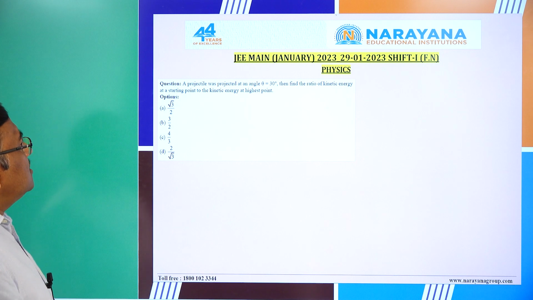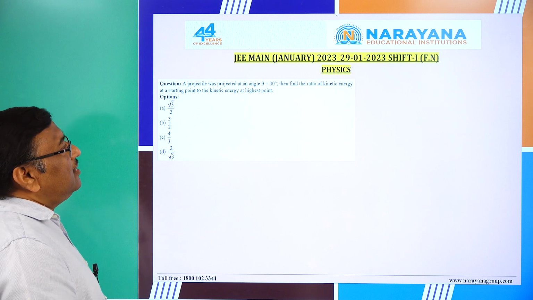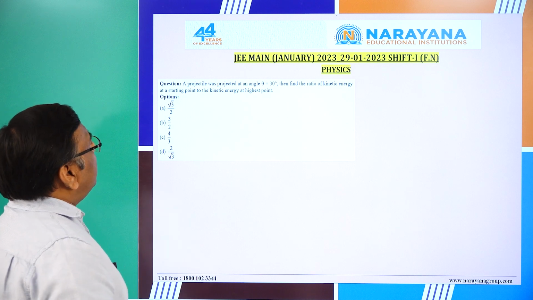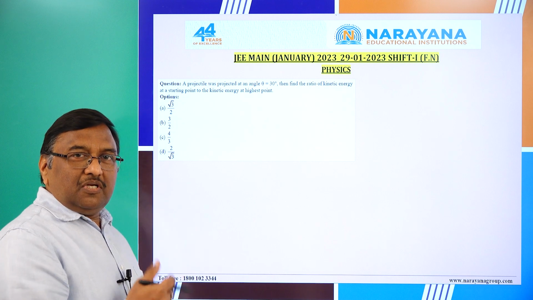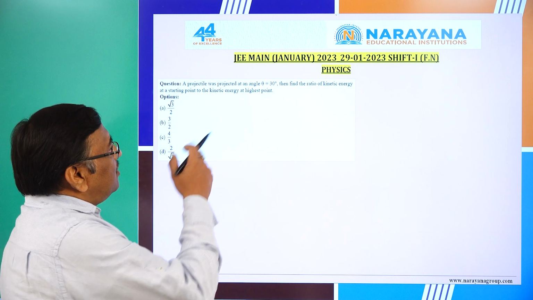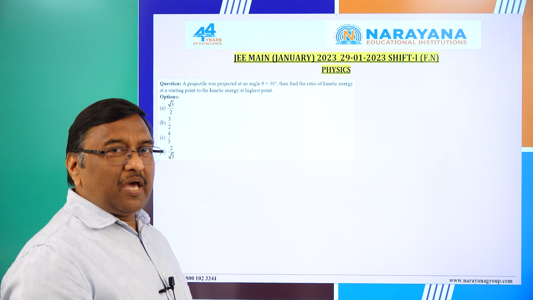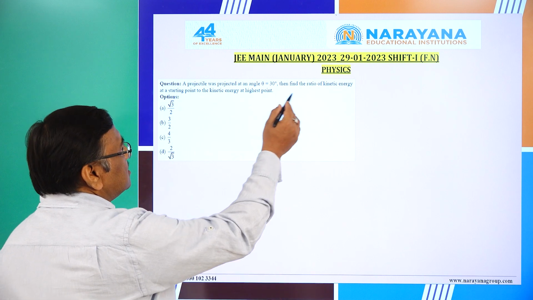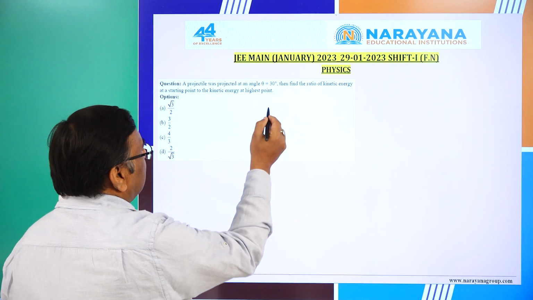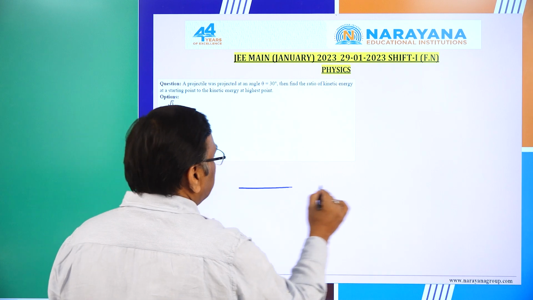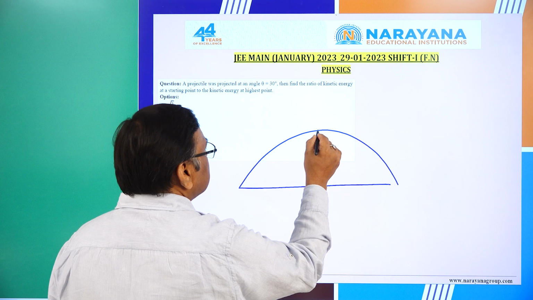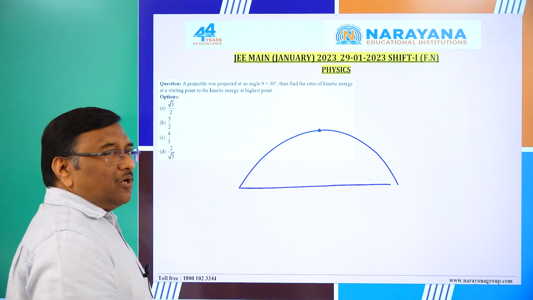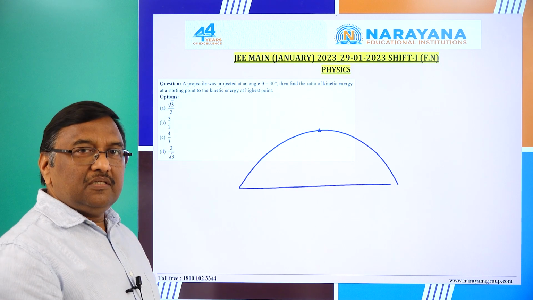Here the first question, as you can see, is: a projectile was projected at an angle theta equal to 30 degree, then find the ratio of kinetic energy at the starting point to the kinetic energy at the highest point. So obviously this question is from projectile motion, that is motion in 2 dimension, and this is the easiest question. What he is saying here, as you know, once the body is being projected under gravity, there is no horizontal force on the body. So we know the velocity of the body in horizontal direction is going to be constant, isn't it?